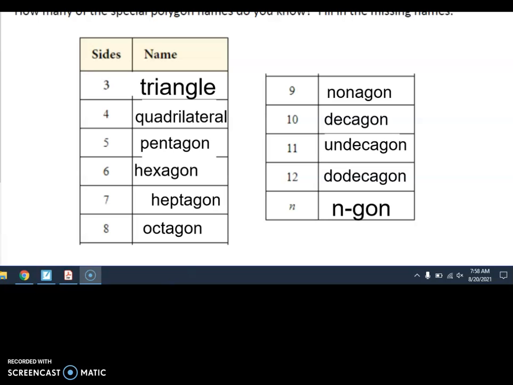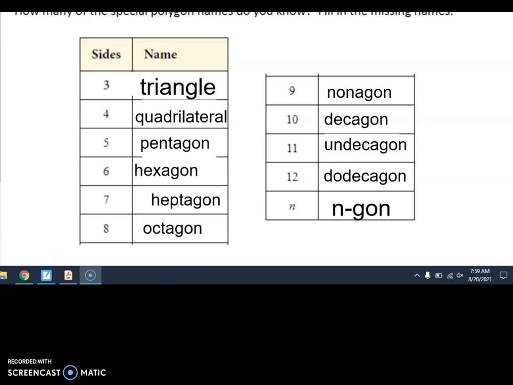To save a little time, I went ahead and typed in the names. But hopefully the first couple you know, the triangle and quadrilateral. Many of the special names are based on polygon. Gon means sides, so you'll notice a lot of these end with gon. The beginning is a prefix, and that prefix indicates how many sides. Penta means 5, so pentagon is 5 sides. Hexa means 6, so 6 sides. Hepta, 7; octa, 8; nona, 9; deca, 10; undeca, 11; and dodeca is 12.